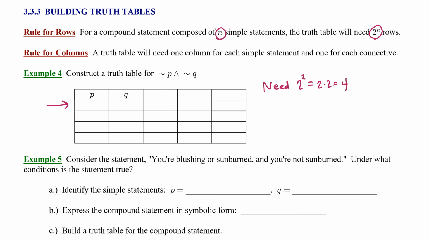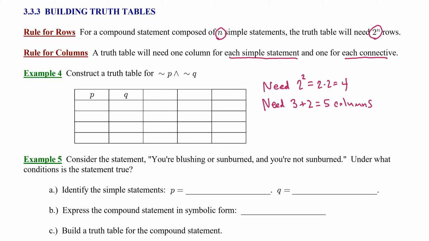Now, the rule for columns is a little bit different. A truth table will need 1 column for each simple statement and 1 for each connective. So if I look at this example, we've already discussed we have 2 simple statements, P and Q. Now, let's count the connectives. We have 1, 2, 3. So this truth table is going to need 3 plus 2, or 5 columns. We have 3 connectives, we have 2 simple statements, so we need 5 columns. And again, the truth table has already been set up for us.